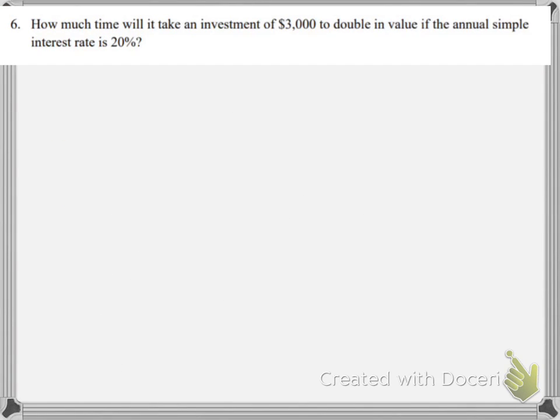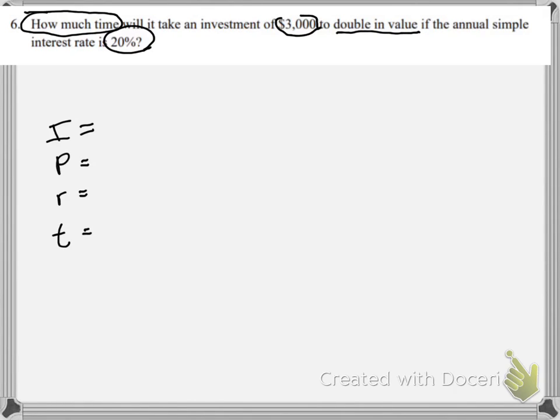This one is asking how much time it will take for an investment of $3,000 to double in value if the annual simple interest rate is 20%. So let's go through our variables. We have I, P, R, and T. The thing that they're asking us to find is the time. So we know that T is going to be our variable. Then we know that our investment is $3,000. And then we know that we want it to double in value.